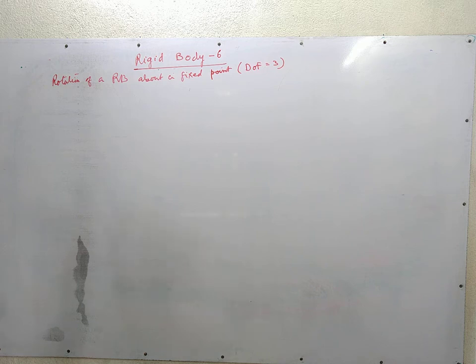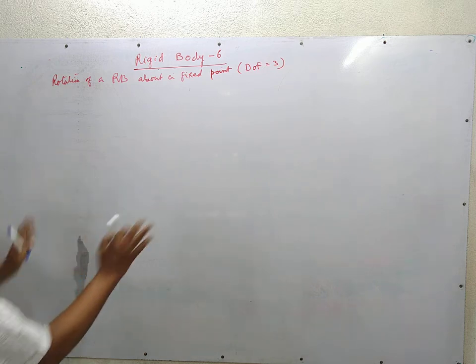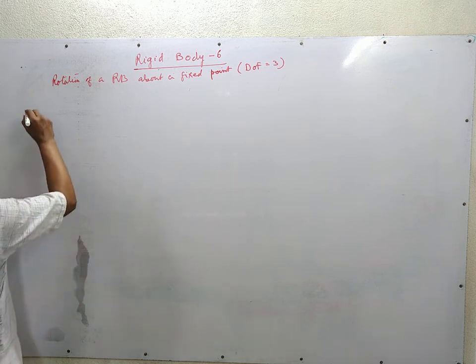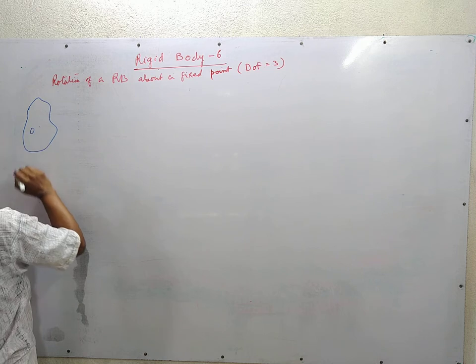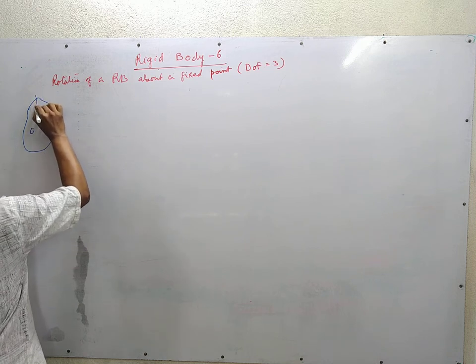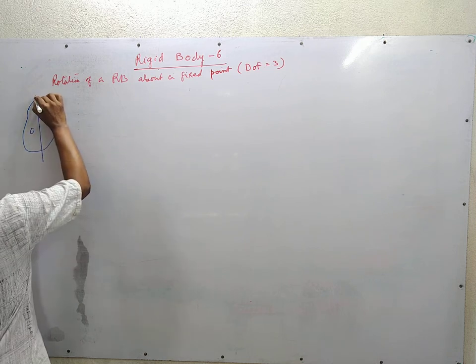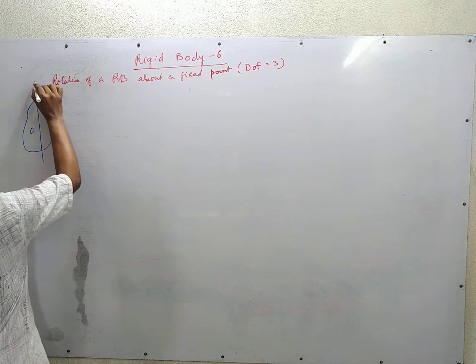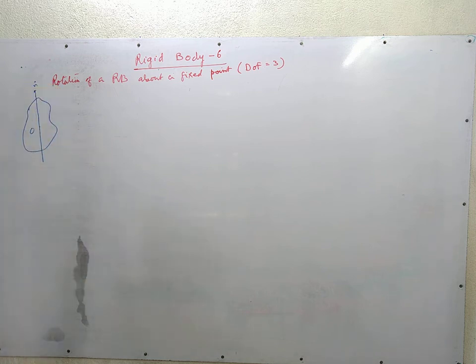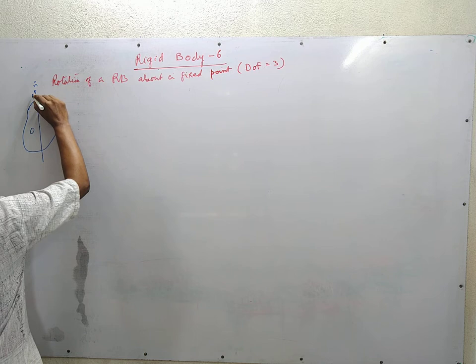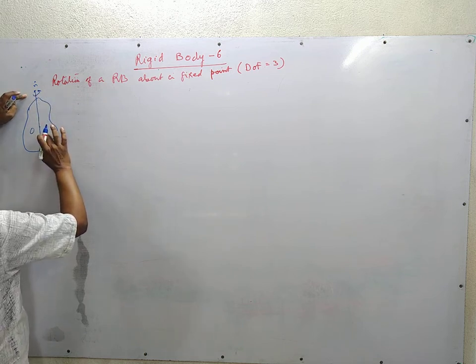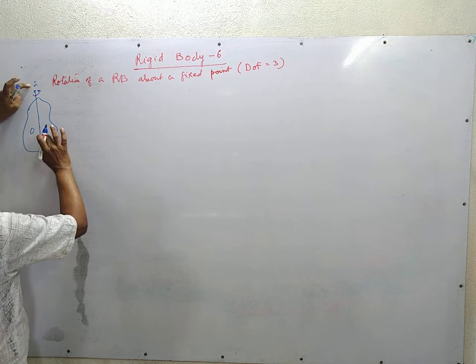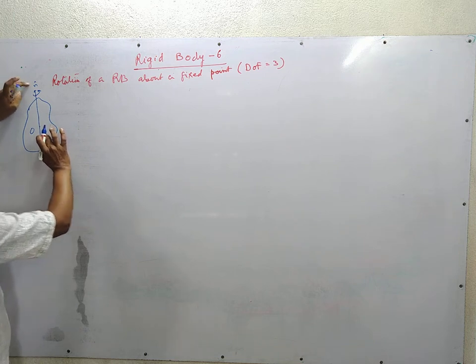Let us consider a body. If we consider such a body, and we have a point O fixed, then the body may rotate about any axis passing through this. If we call n cap the instantaneous axis of rotation, the body rotates about this. As the body rotates, the direction of n cap also changes.